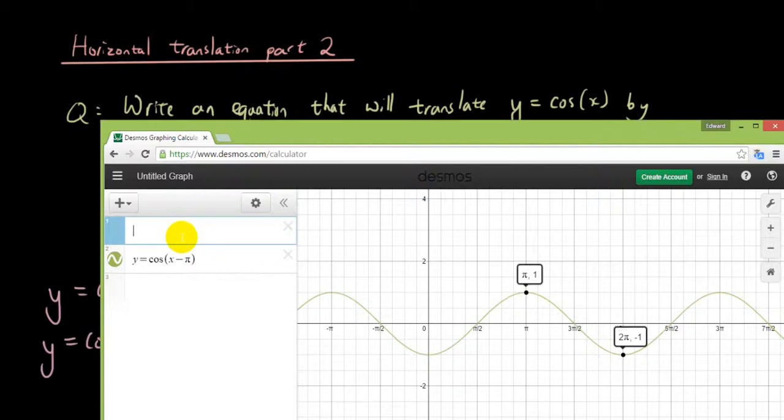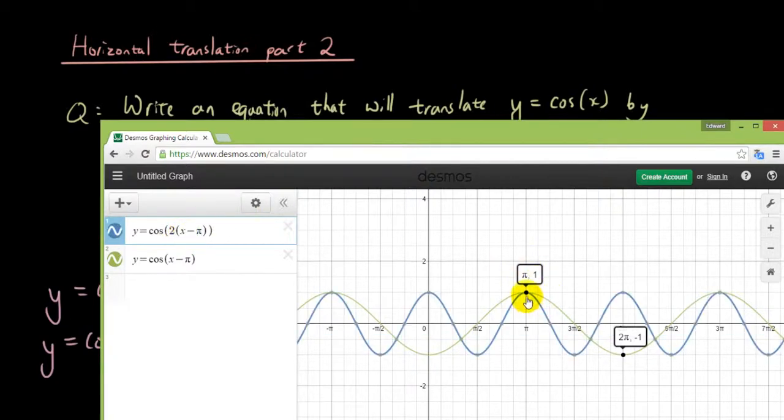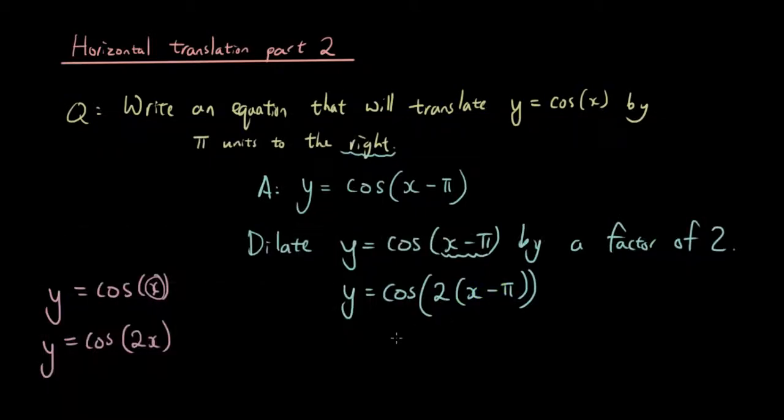So if you put in here y equals cosine of 2 times x minus pi, you can see here when it was originally one wave, now there are 2 waves in the space of one wave. So it has been compressed by a factor of 2. Now, usually we will write this equation out in expanded form inside this input here. So it'll be cosine of 2x minus 2 pi if we expand the bracket here.